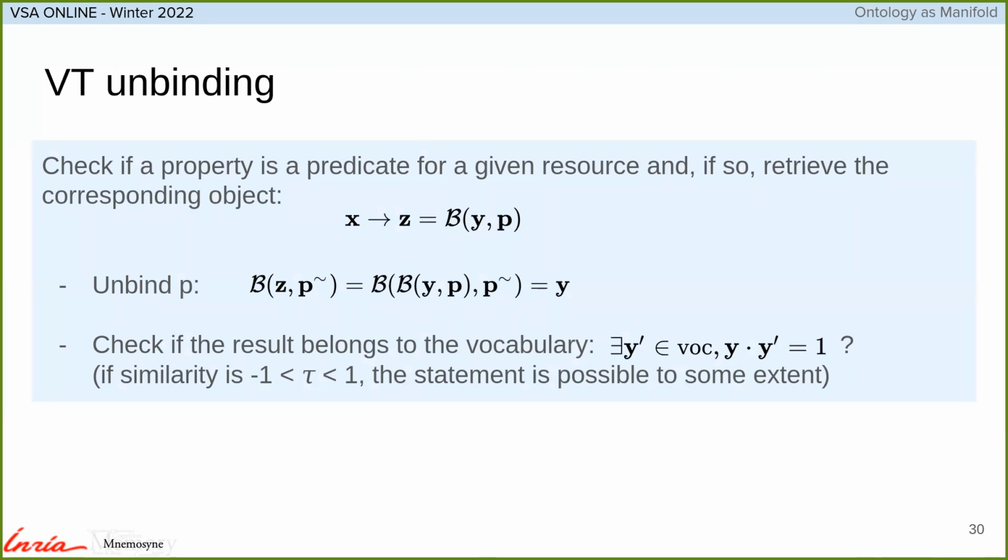So yeah, we already understood that, but that means that we can check if a property is a predicate for a given resource, because the predicate will be the vector that will help us construct the binding matrix. And then we check if the result belongs to the vocabulary by using the similarity measures that I defined earlier using the dot product.